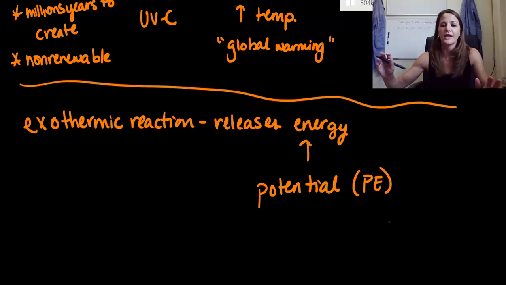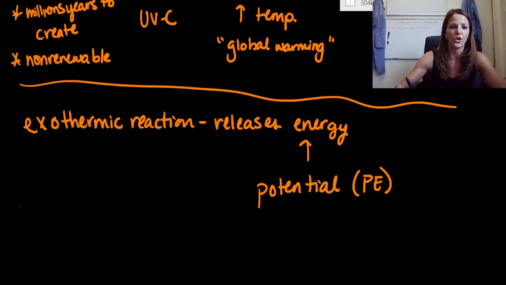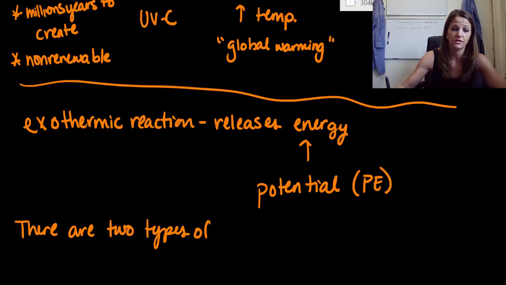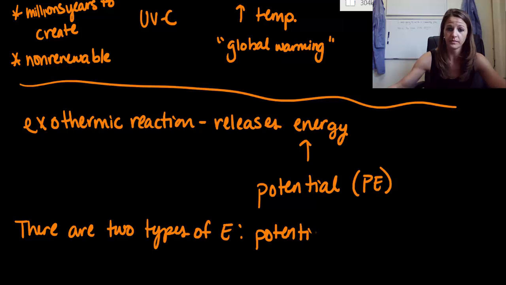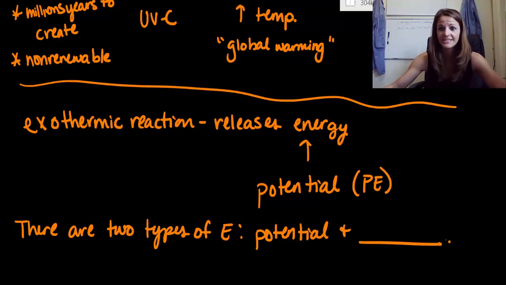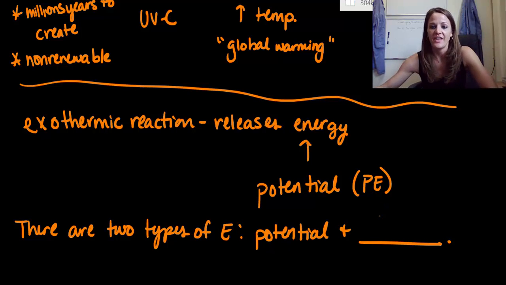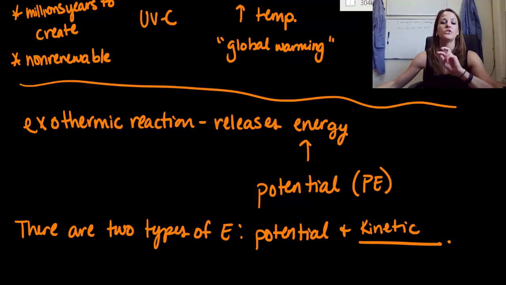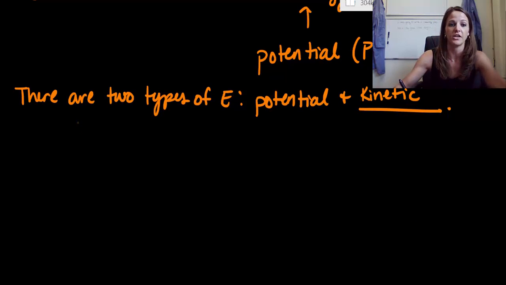So let's check in on our current understanding and see what we know about our two main sources of energy. There are two main types of energy. It is potential, and what? Did you get an answer? Hopefully you did, and the word we were looking for was kinetic. So the two main sources of energy are potential and kinetic energy. Let's talk about each of these.